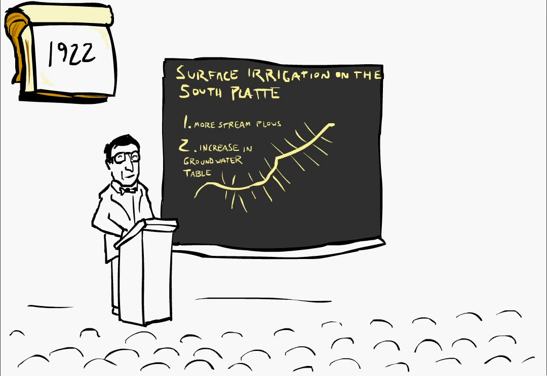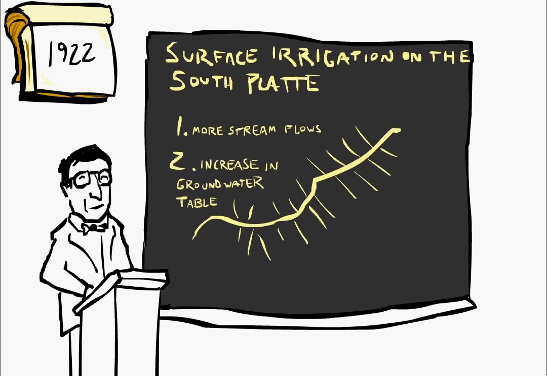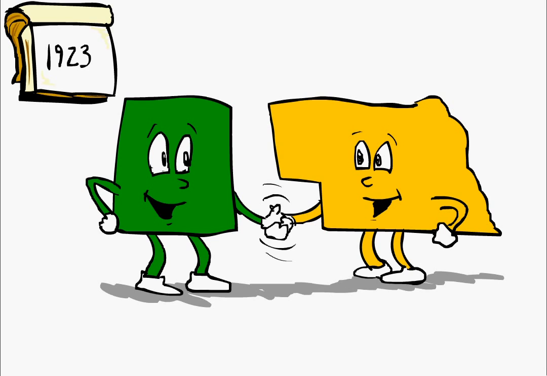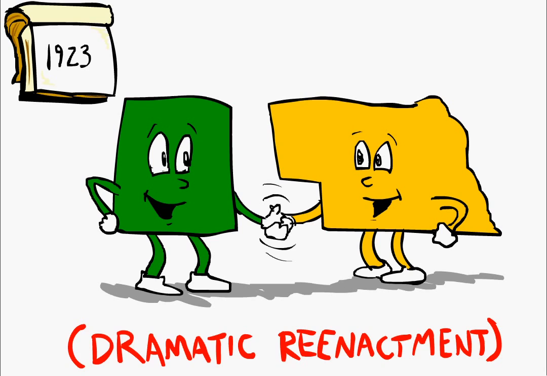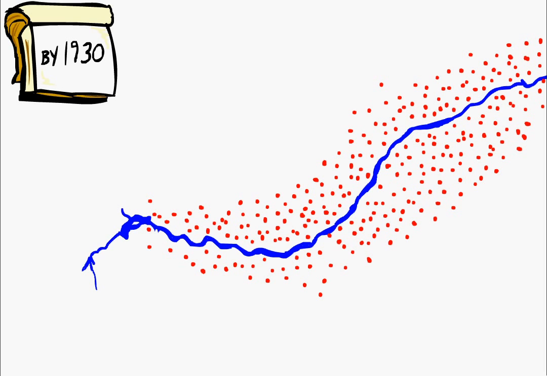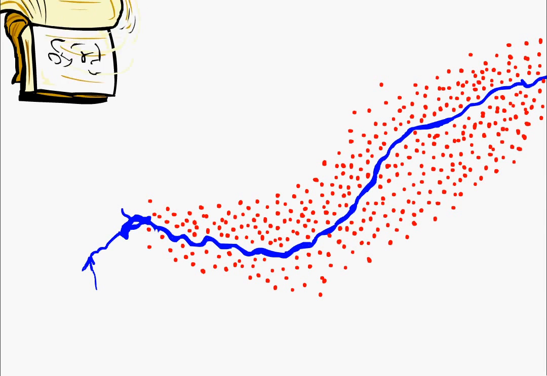1922. Professor Ralph Parshall published a study that showed all the surface irrigation on the South Platte was causing two significant changes: more stream flows in the river and an increase in the groundwater table. 1923. Colorado signed an interstate compact with Nebraska, settling conflict over the use of the waters of the South Platte River. By 1930, 300 high-capacity wells were in operation in the South Platte alluvium.